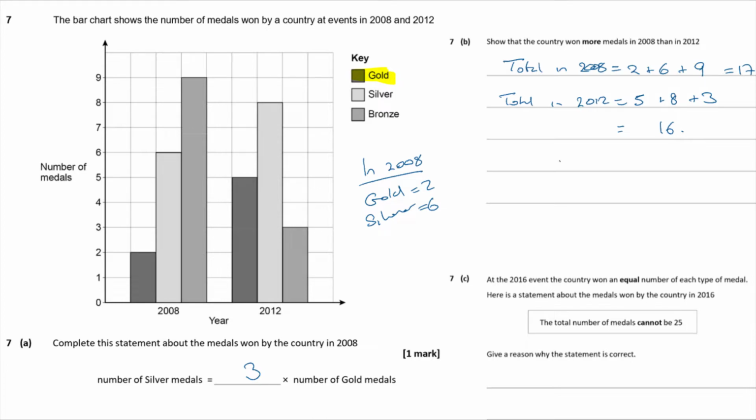So 2008 was greater than 2012 then in that case.